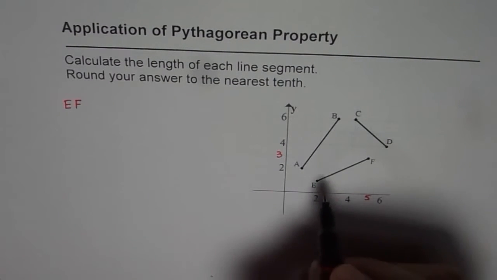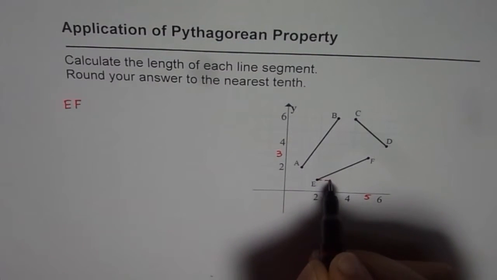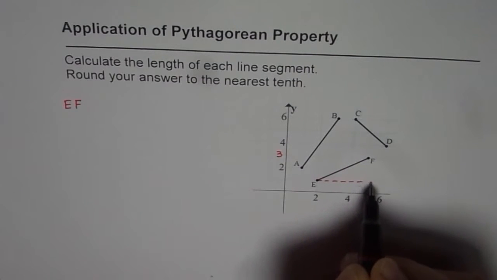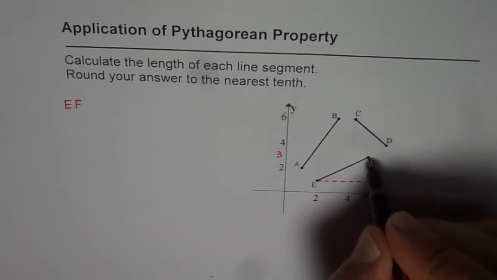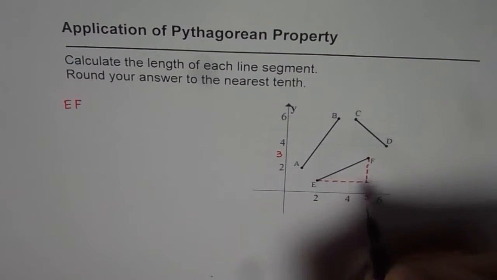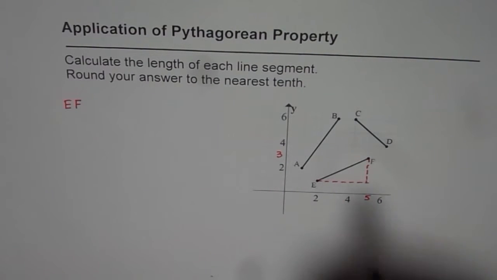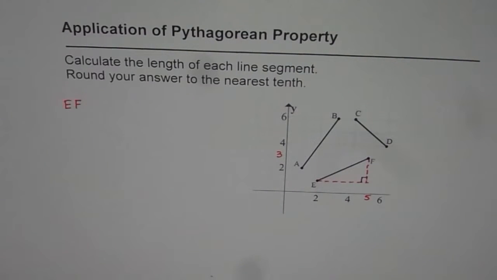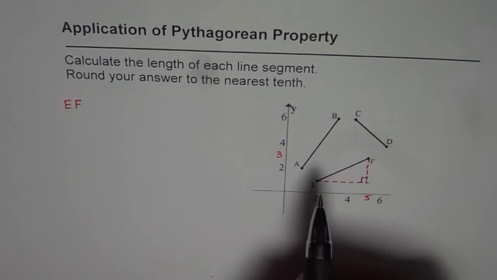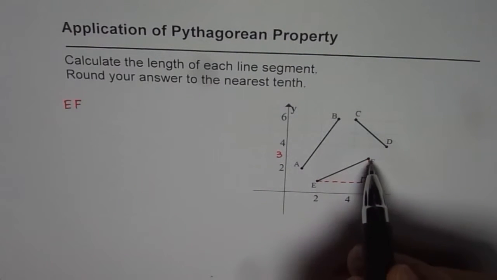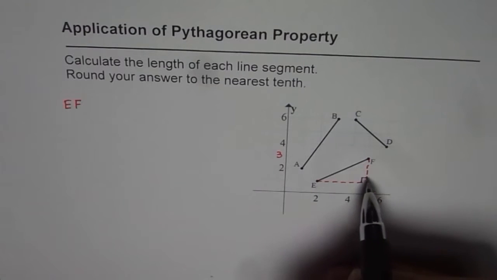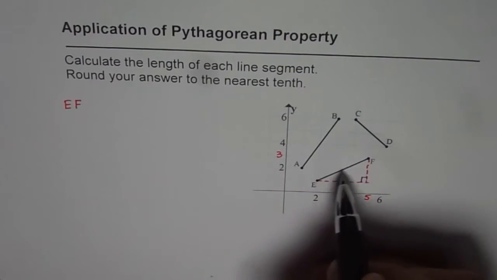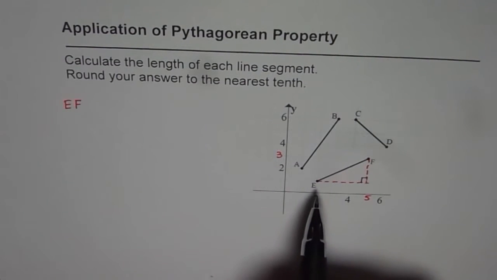So what we can do is, we can form a right triangle. Do you see how? So we'll draw lines which are parallel to X and Y axis, like this. Once we draw lines like this, we have a right triangle. Now in this right triangle, you can find the length of the base and length of the height. That should help you to find length of the hypotenuse. Correct? Now here the length of the base is from 2 to 5.